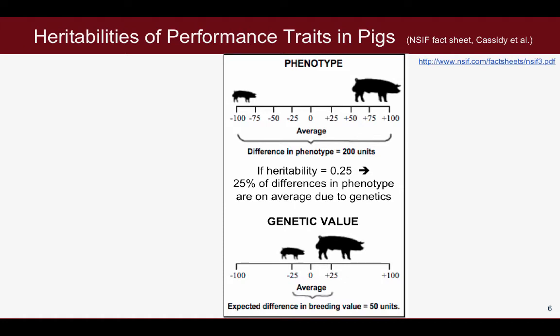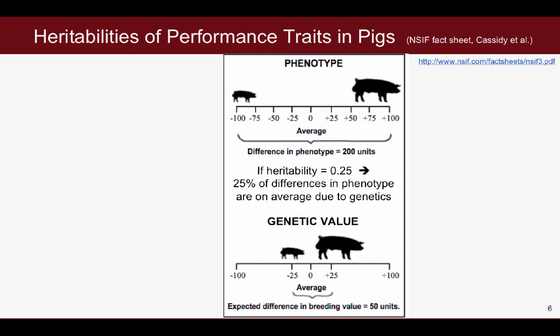This diagram further illustrates the concept of heritability. So if two individuals differ in phenotype by 200 units, for example for body weight at a given age, and this trait has a heritability of 0.25, then on average 25% of this difference that we see between individuals in phenotypes is caused by differences in the genetics between those individuals. So the expected difference in the breeding value between those individuals is equal to 25% of 200, which is equal to 50. It is important to know that this is only true on average across many individuals.